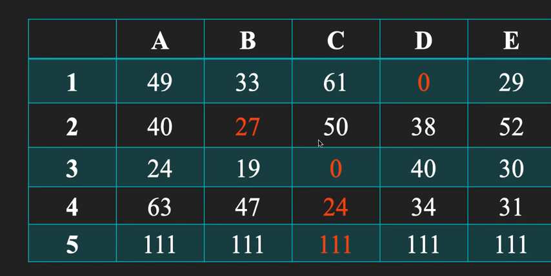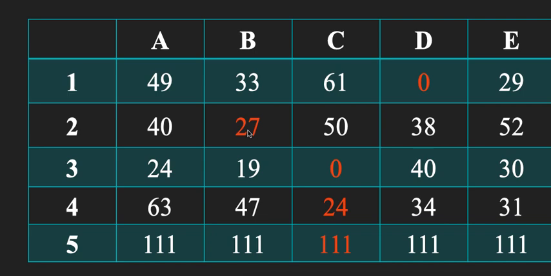After that, what we are going to do is deduct this lowest element from all their respective row elements. That is 49 minus 0 is 49, 33 minus 0 is 33, 61 minus 0 is 61, 0 minus 0 is 0, and 29 minus 0 is 29.